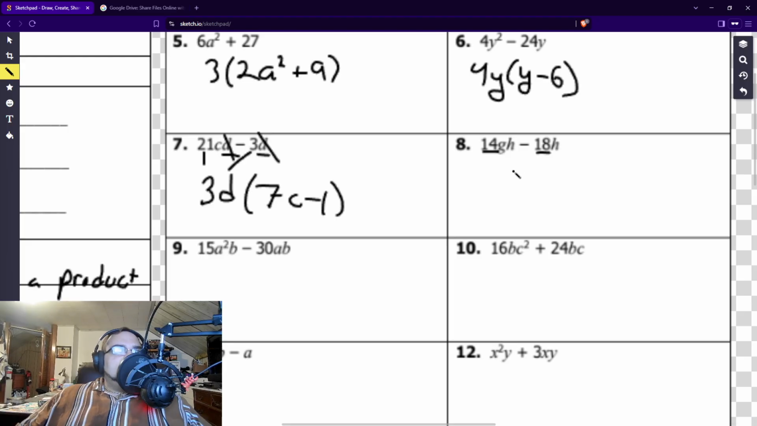14, 18. I don't remember those immediately, but I do know something about even numbers. I know 14's even, 18's even, and I know instantly that's going to give me a 2. So I'm going to cut that. That's 7. I'm going to cut that. That's 9. 7, 9, there's no common factors there. So that's it. I could pluck out an H and an H from here, because those are both H's. So this just leaves me with the G.